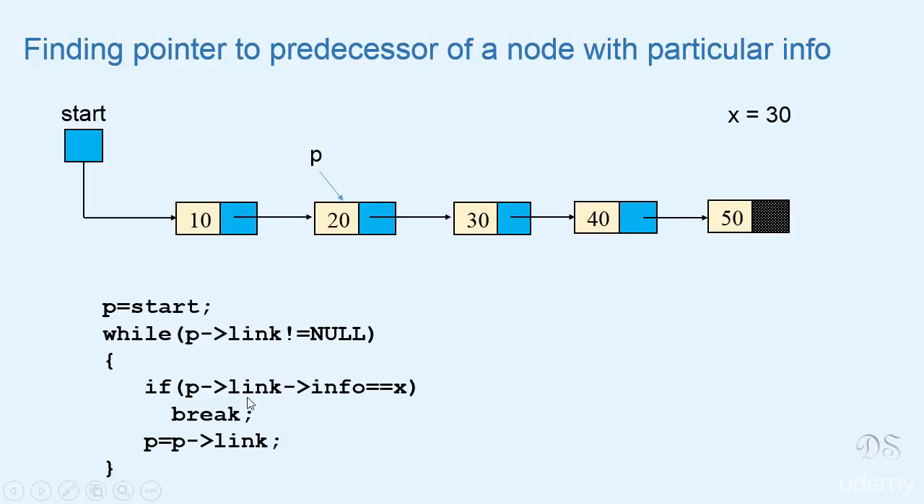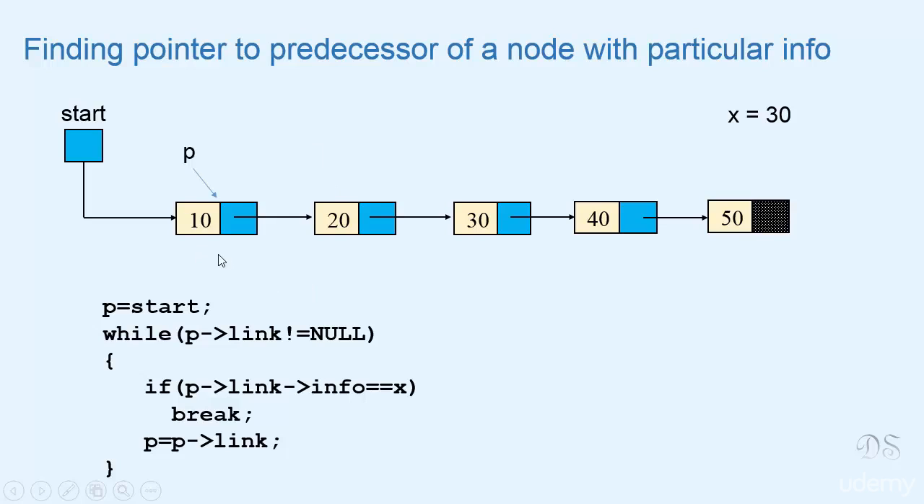Here inside the loop, we are checking p link info instead of p info, and this loop condition is p link is not equal to null. So this loop will stop when p points to the last node, because we don't want these loop statements to work when p is pointing to the last node. So let's see how this loop works.